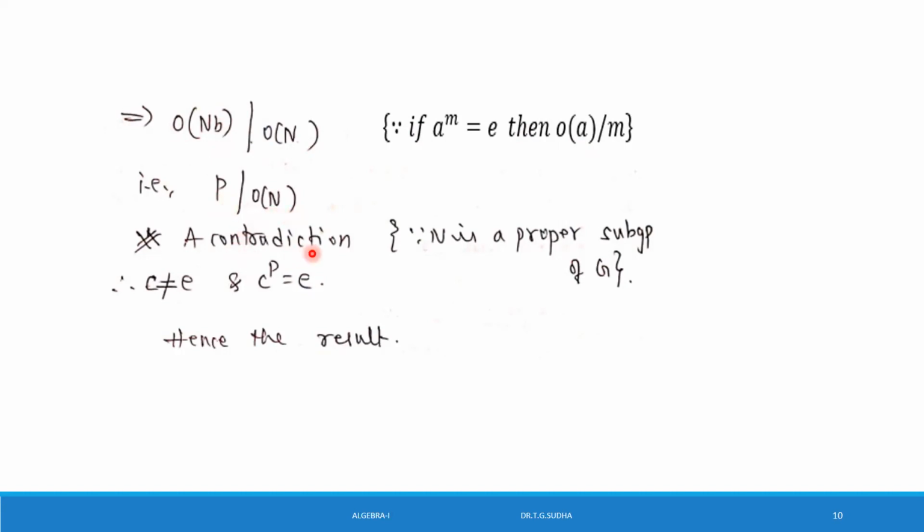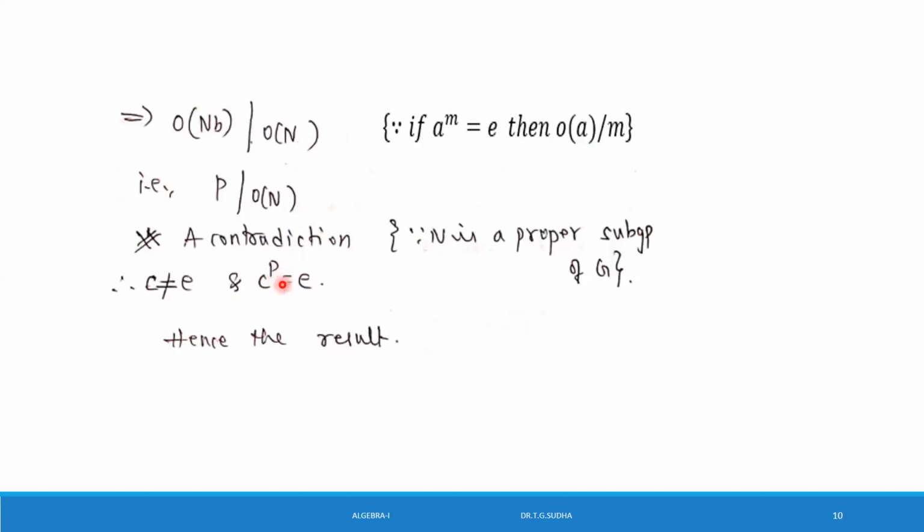And this is a contradiction because we have assumed that N is a proper subgroup of G and no proper subgroup of G has its order divisible by P. Now we have obtained that P is dividing the order of N. Therefore a contradiction, which is a contradiction to our assumption that C is equal to E. Therefore C is not equal to E.